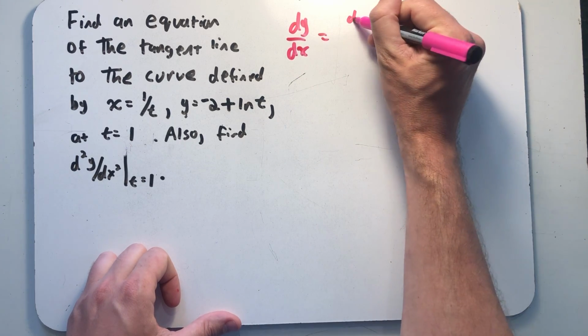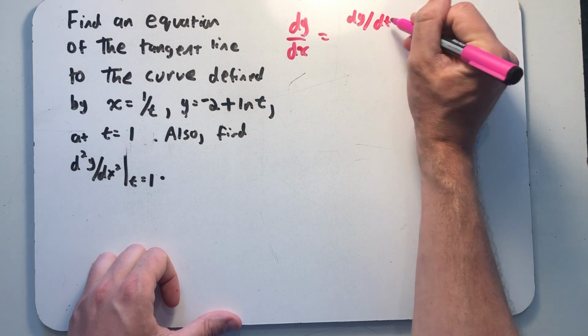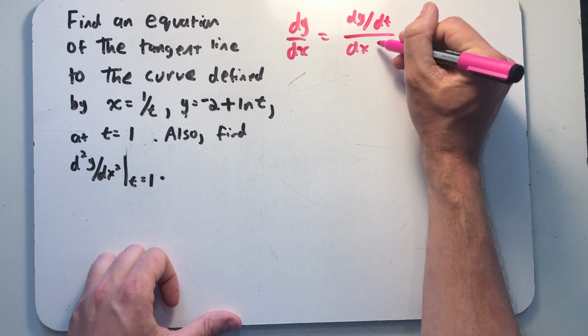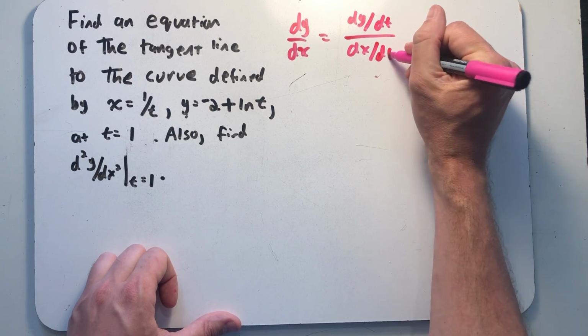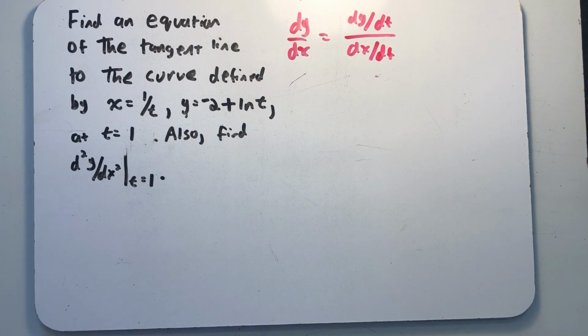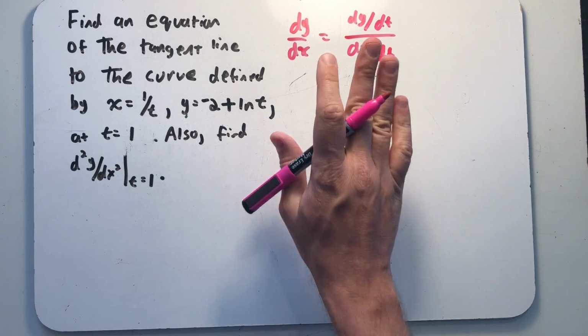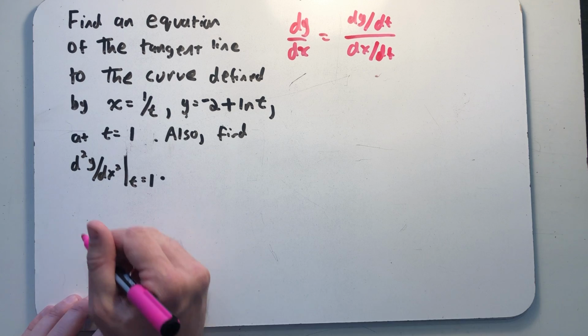Well, to find the equation of the tangent line, I'll need the slope of the curve, dy/dx, which I know I can find by dividing dy/dt by dx/dt. I'll also need a point on the curve at t equals 1, and that's what my original parametric equations will do. So let's start by finding dy/dt and dx/dt.